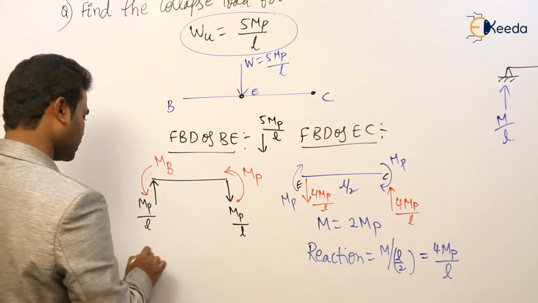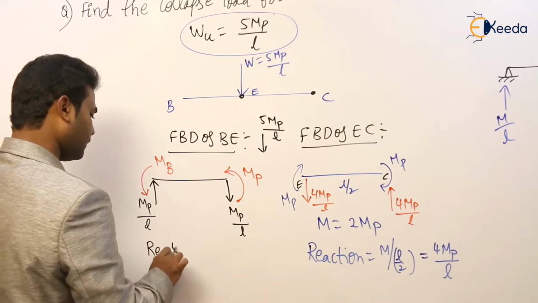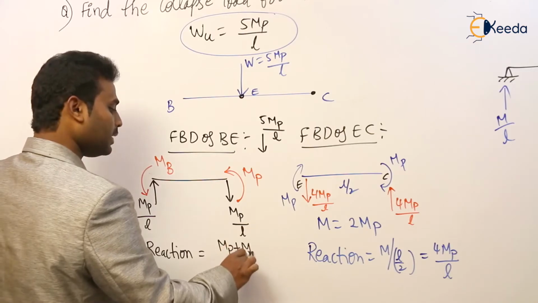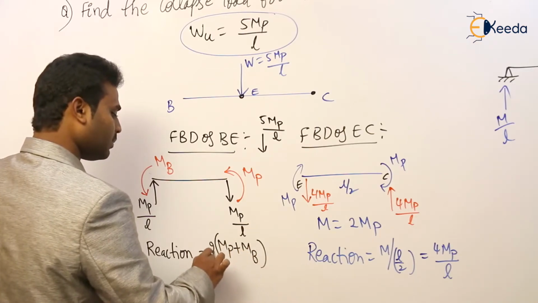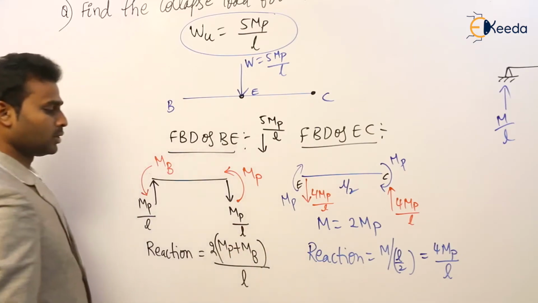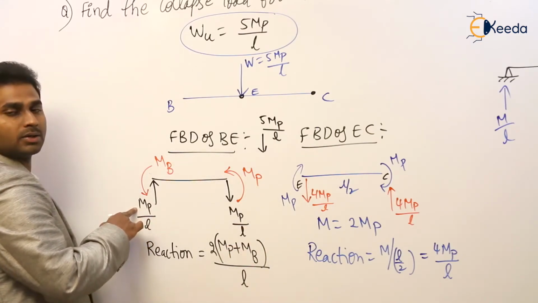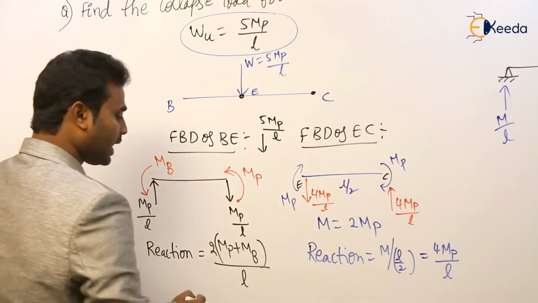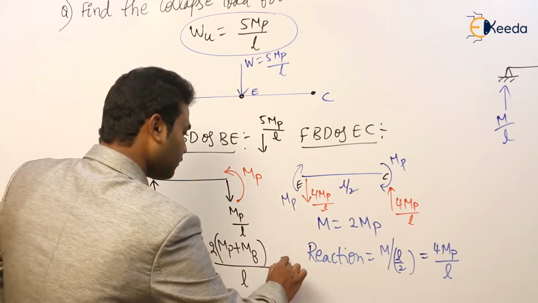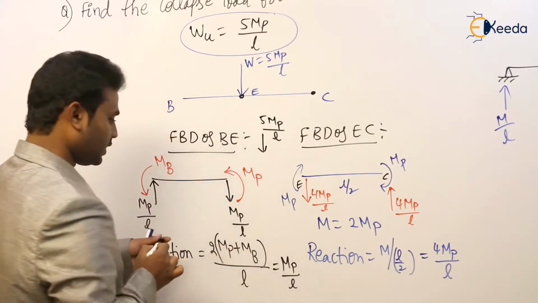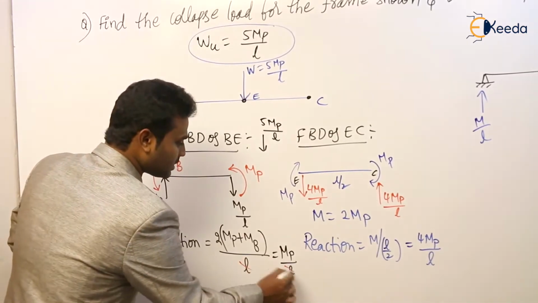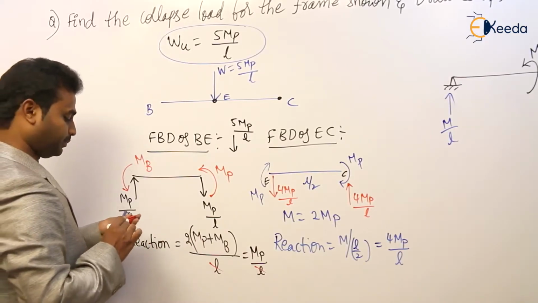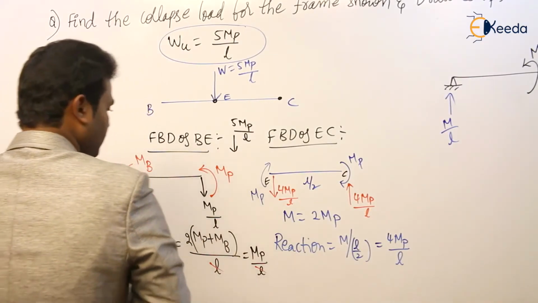Now the reaction in this case is equal to the total moment. So total moment is MP plus MB, divided by L by 2, that is, by L. So this is the reaction. So we know that reaction is how much? MP. From this we have calculated the reaction. So equate it to MP by L. Upon equating, L will get cancelled. So take this 2 to this side. So how much is it? MP by 2.